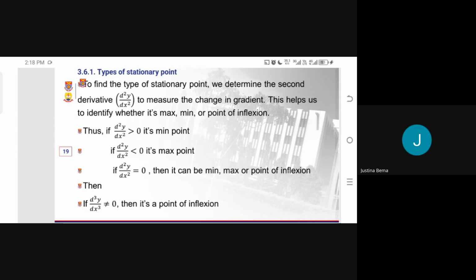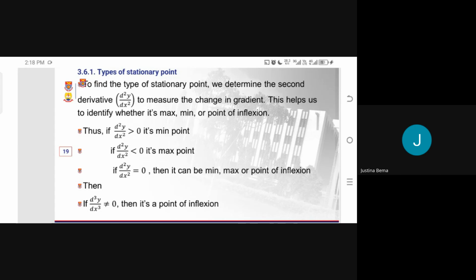If you find your second derivative and it is equal to 0, then what you want to do is find the third derivative. And when you find the third derivative and you realize that it is not equal to 0, then it becomes the point of inflection. It's also a type of stationary point. So it is either a minimum, a maximum, or a point of inflection.